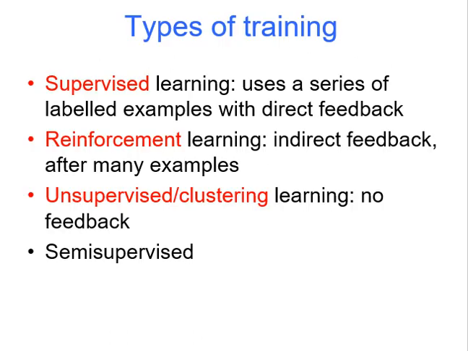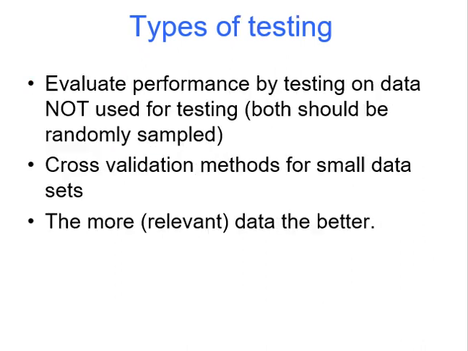Now let us see an example of reinforcement learning. A robotic dog which automatically learns the movement of its arms is an example of reinforcement learning. Now let us move on to next slide. In this we are going to see about types of testing.